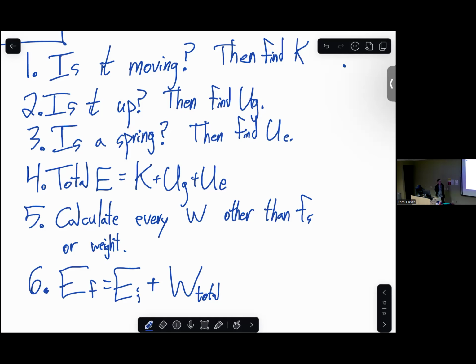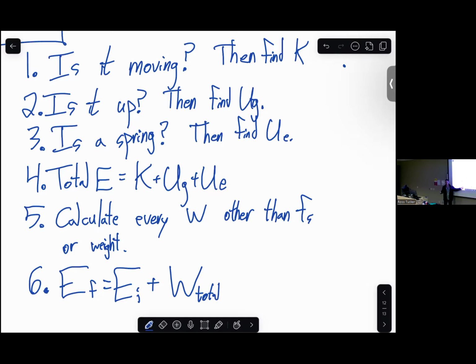Okay, again, I want to hammer on a couple of ways to screw up and how to avoid them. The meanings. Work causes energy to change.